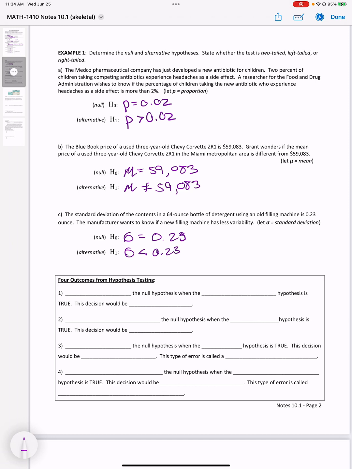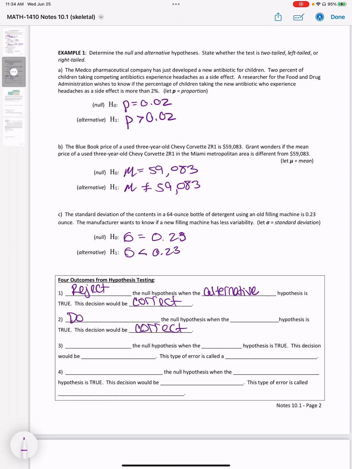Now, there are two ways you can have correct hypothesis tests. And you might be like, why are there 4 outcomes then? Well, there's 2 ways you can make a mistake, but that's just life. That happens all the time. But the first way you can is to reject the null when the alternative hypothesis is true. So like with the antibiotic example, you might reject that this particular antibiotic gives 2% of kiddos headaches because the alternative is it's actually more.